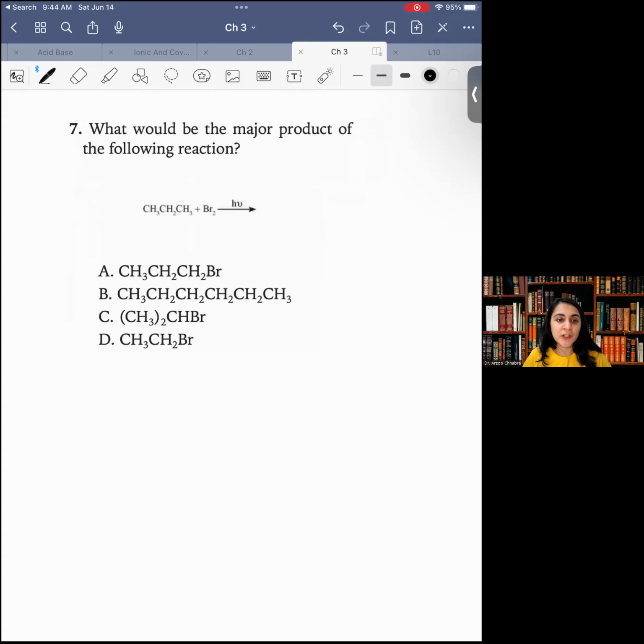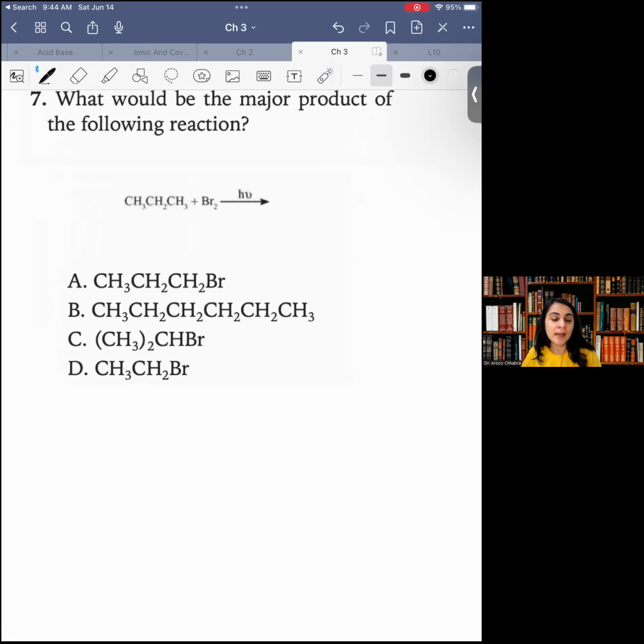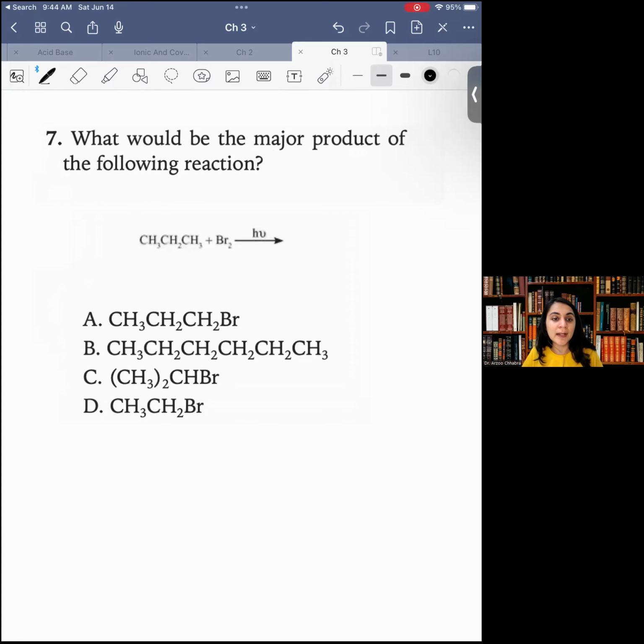What would be the major product of the following reaction? Oh, this is a really good reaction, right? I think this is not SN1, SN2, this is more like the radical halogenation reaction, right? Because we have the light, h nu, which represents light. So if the reaction is proceeding via light, then that is a radical mechanism reaction, right? It proceeds via the radical mechanism.